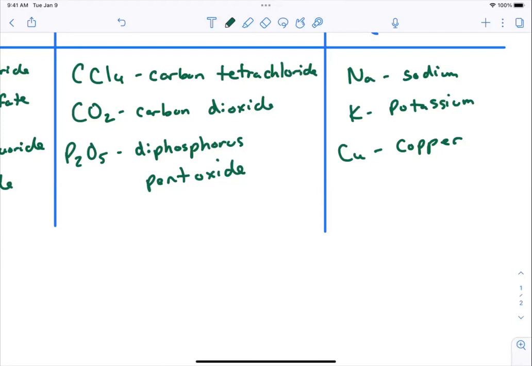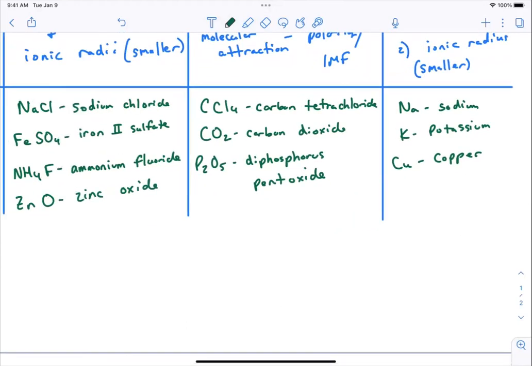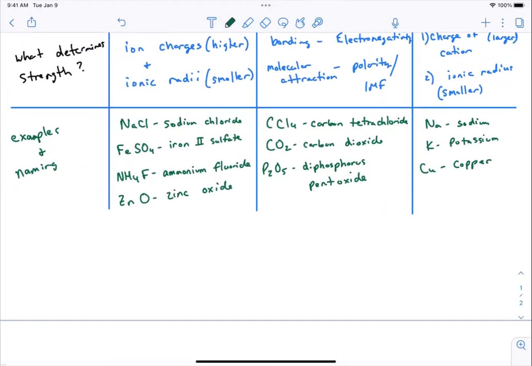So you should have that, but be aware of it so you don't pick the wrong element to get the molar mass for, or write the wrong compound for stuff like that. You don't want to make that kind of mistake.